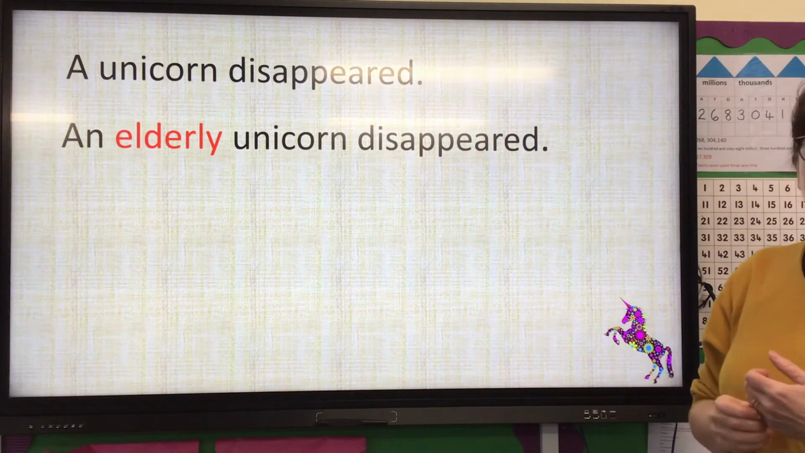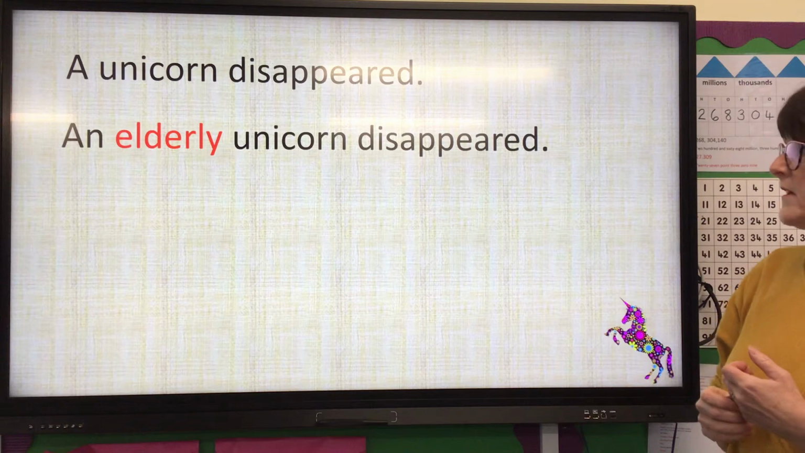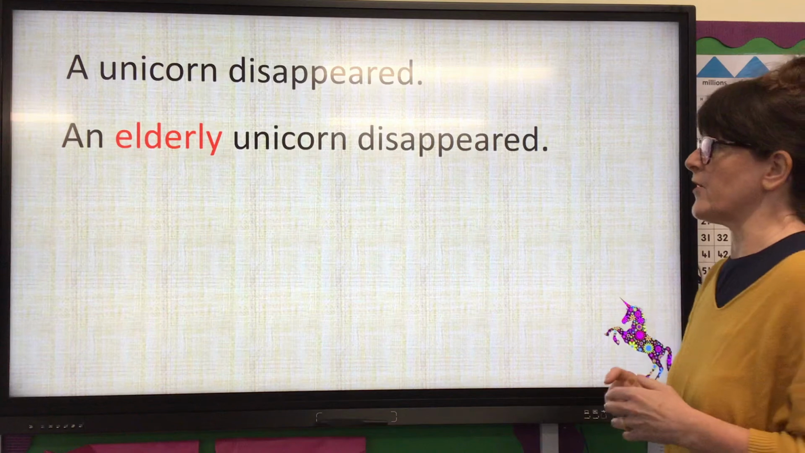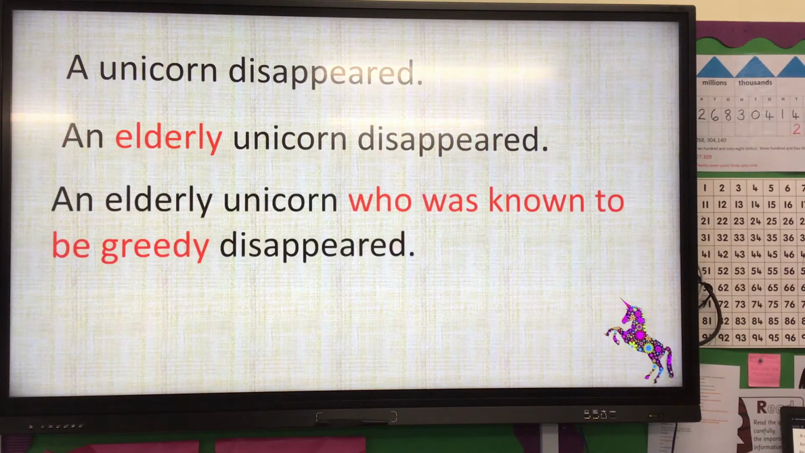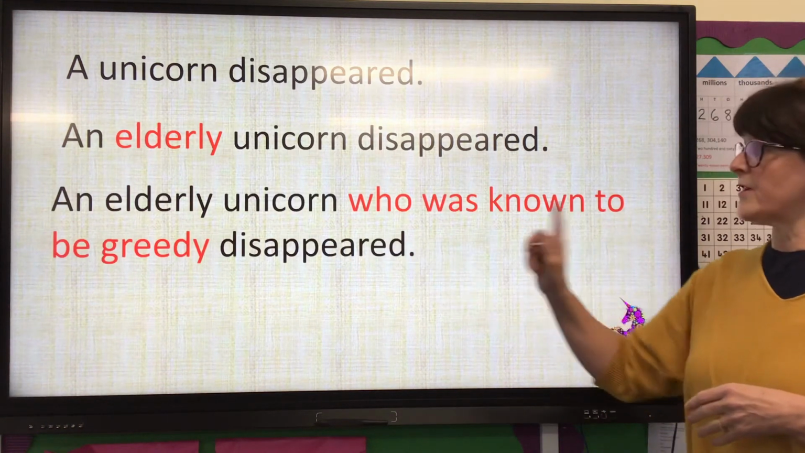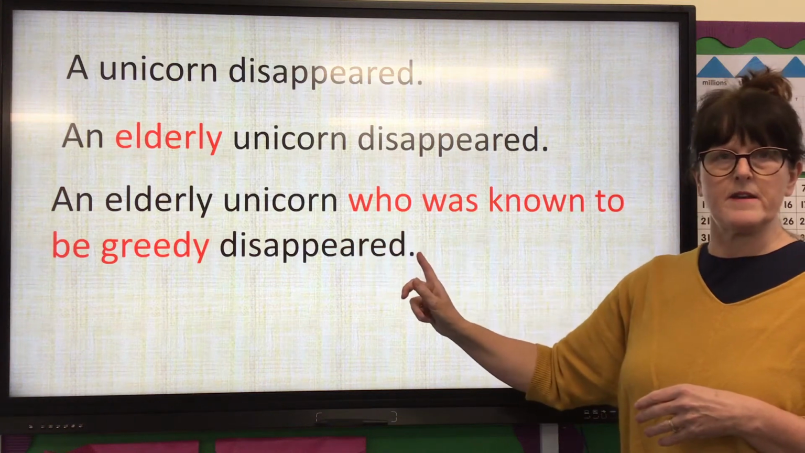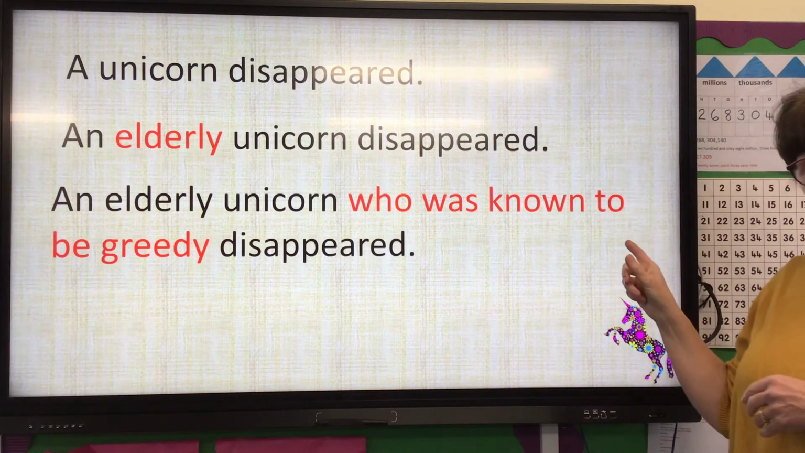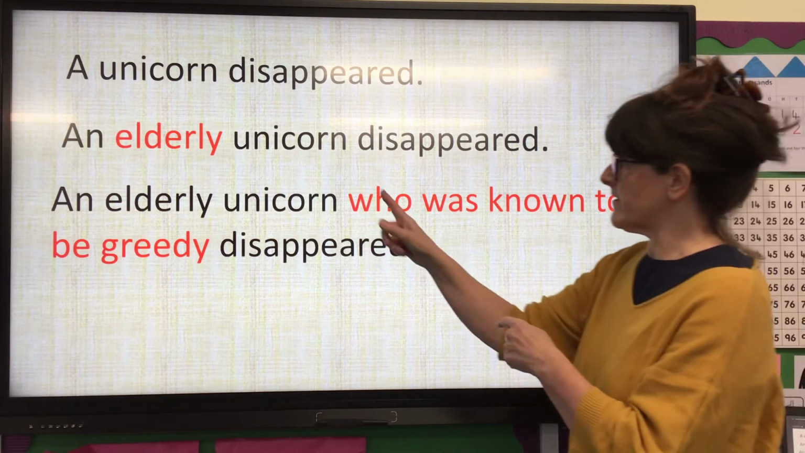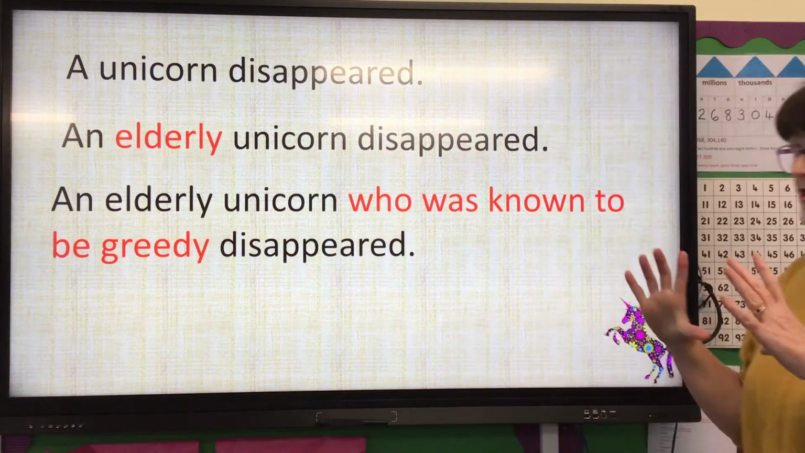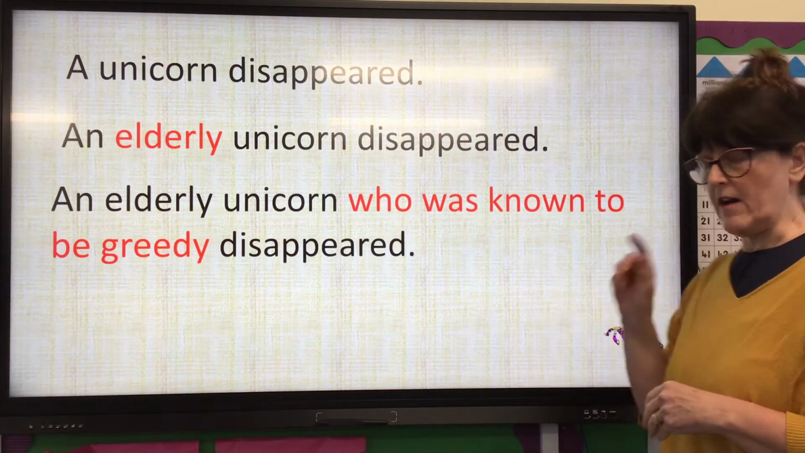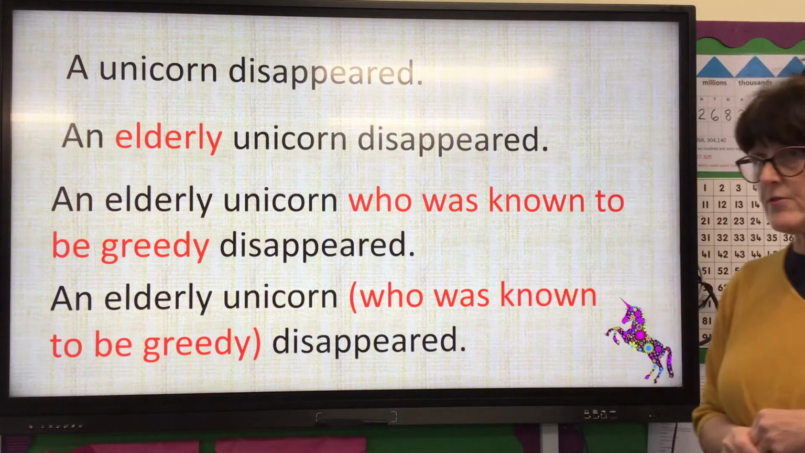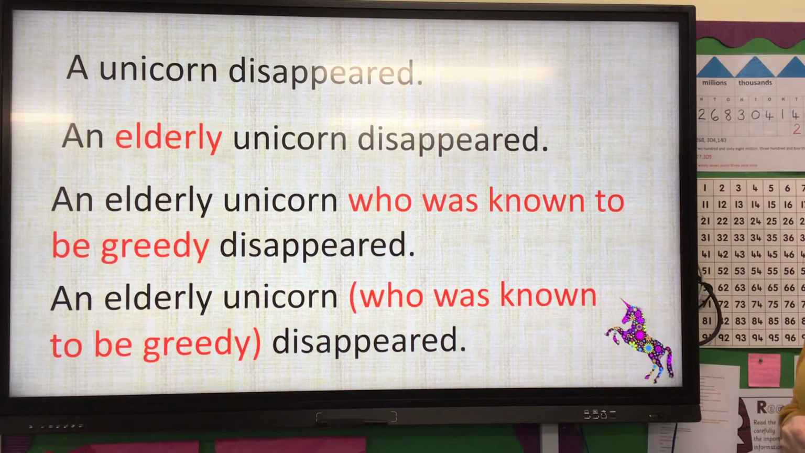An elderly unicorn who was deaf in one ear. An elderly unicorn who only had 3 legs. I think I'm going to go with this. An elderly unicorn who was known to be greedy disappeared. Because I've added that extra information as a relative clause, I need to put some punctuation around it. So I could either use 2 commas, or I could use brackets, or I could use dashes. I'm going for brackets. An elderly unicorn who was known to be greedy disappeared.